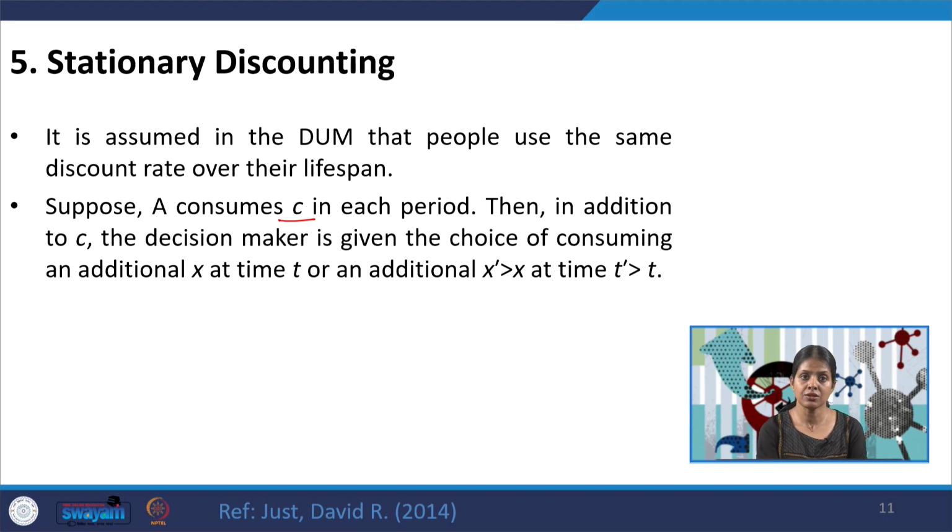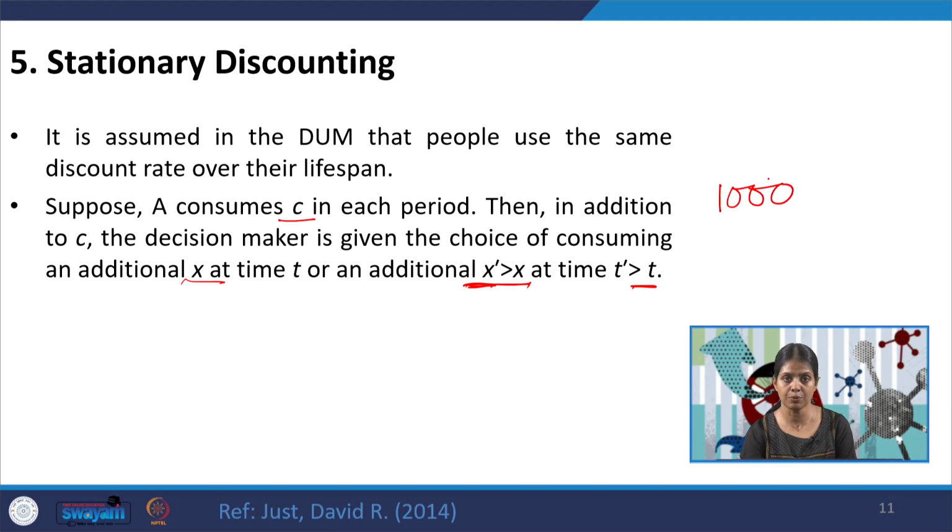Then in addition to C, the decision maker is given the choice of consuming an additional x at time t or an additional x prime at time t prime. Now x prime is greater than x, which means that it is a larger quantity. So alongside my consumption, I am offered at time period t, say, another 1000 rupees.